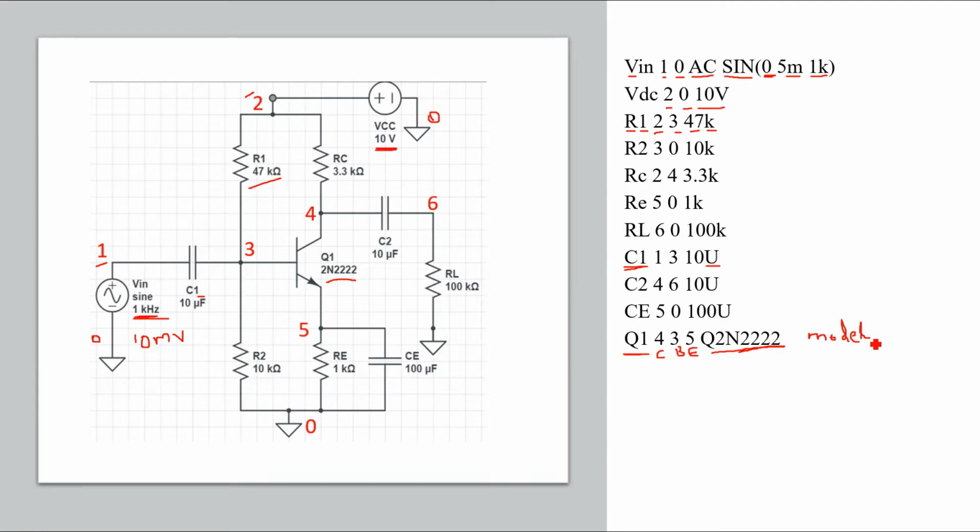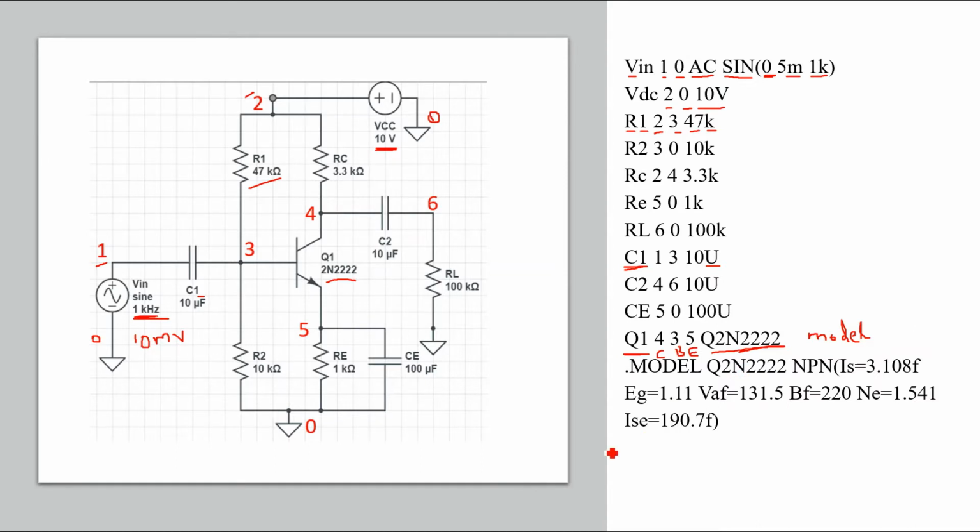Next, you have to include this transistor model in the programming. Therefore, dot model, the name of your model, the type, which is NPN type, and then different parameters of the transistor. This completes the coding of the amplifier in AM Spice. Next will be to copy this in the AM Spice workspace. So let's copy this.